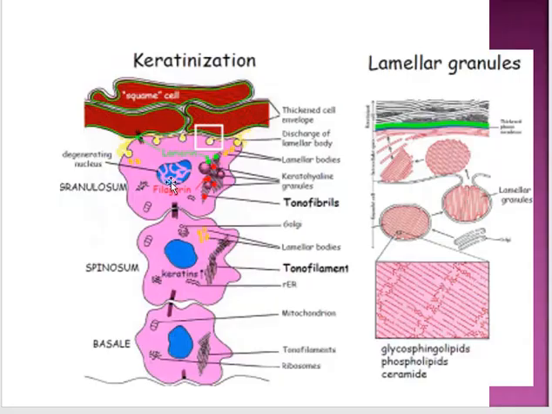Now let's look here. That is the stratum spinosum and tonofilaments. Here in the superficial layer, they will form tonofibrils, that is, the aggregations of tonofilaments. Then lamellar bodies. The membrane-coating granules, or lamellar granules, contain lamellar deposits of lipids, and inside of them there are glycosphingolipids, phospholipids, ceramide.